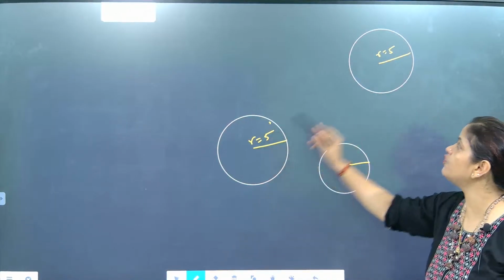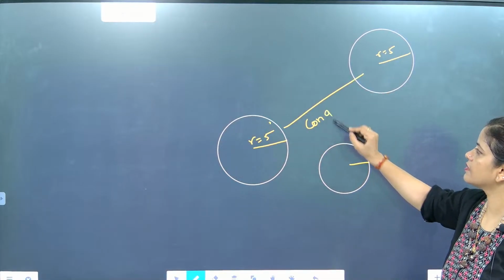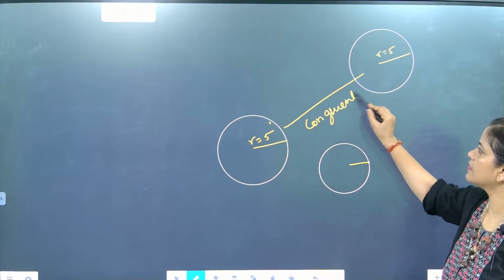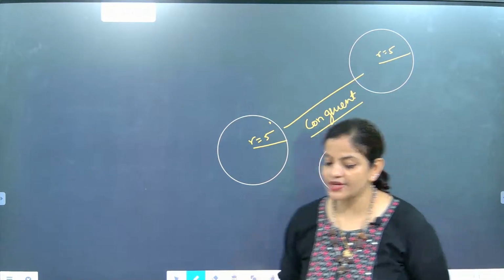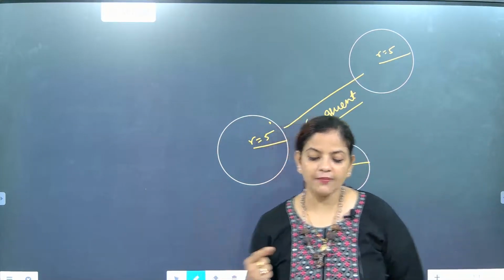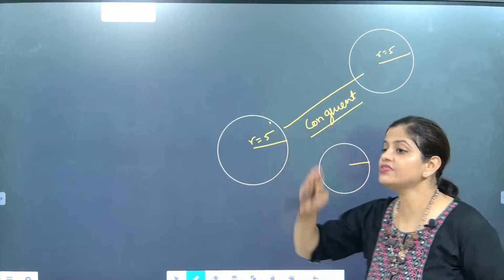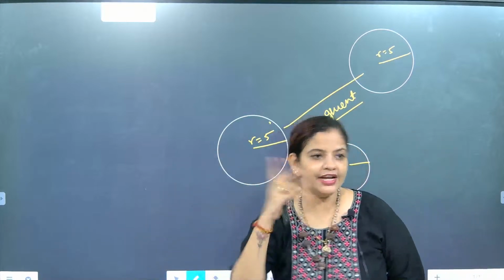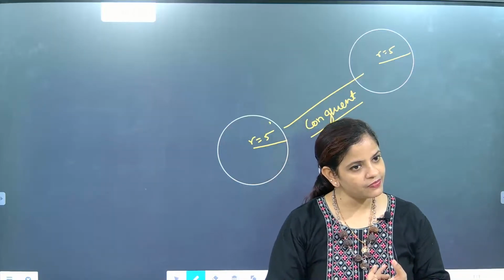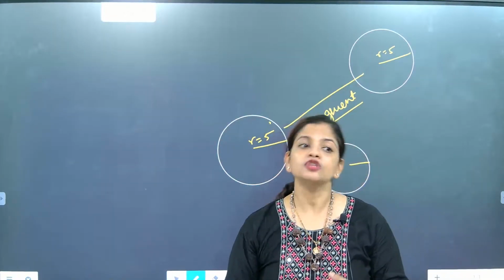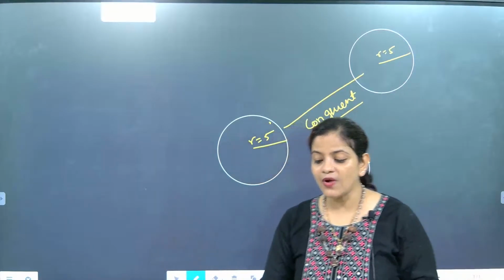So now look here, beta. That means these two figures are congruent. So congruent figures are those figures whose dimensions are the same. See, congruent figure means what? When the radius is the same. If the radius of two circles is the same, their area will be the same, circumference will be the same. So that means what? They are congruent. Means area wise the same.